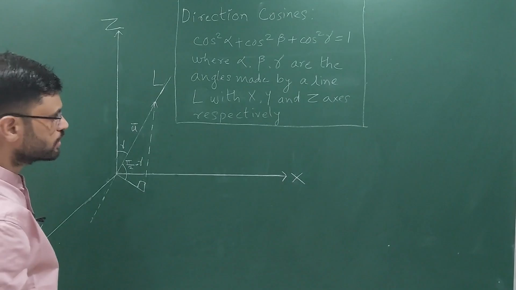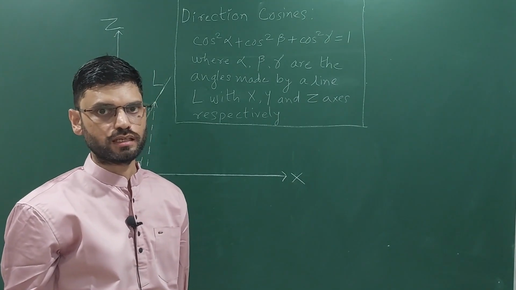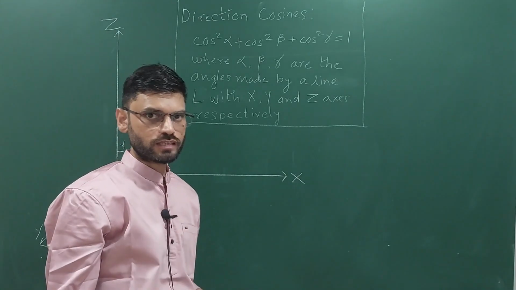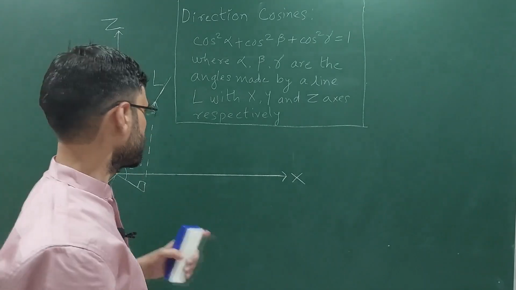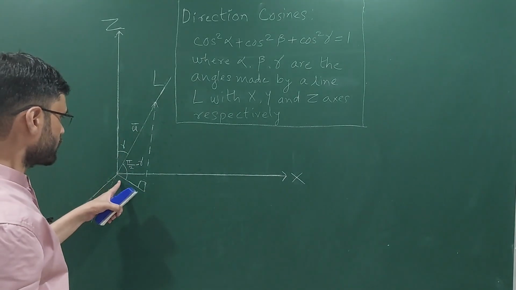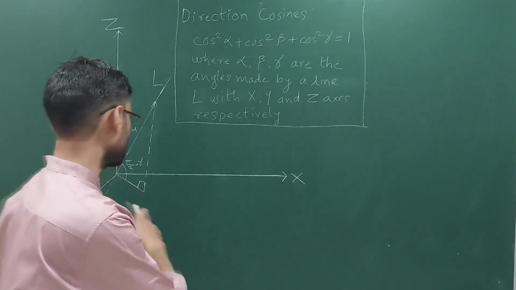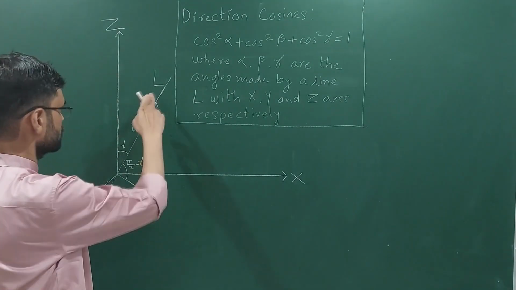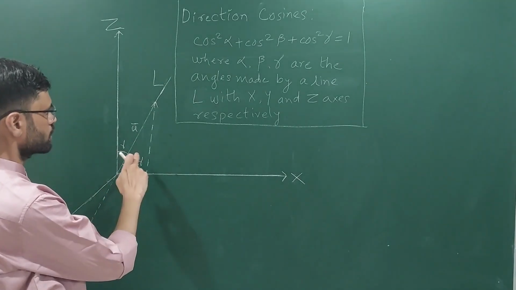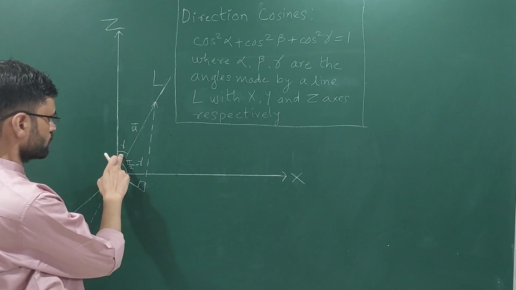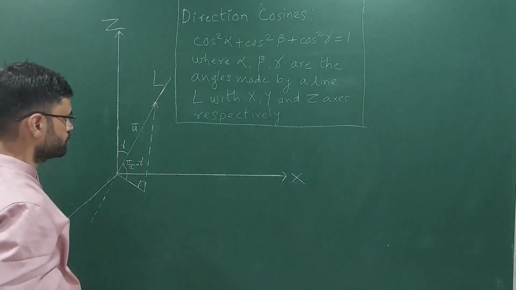Now a line in the plane may not pass through the origin, but since all parallel lines have same direction cosines, we can always translate a line and let it pass through the origin, and therefore without the loss of generality we can assume that the line is passing through the origin. So I have taken here the line that passes through the origin, and this makes angle gamma with z axis.